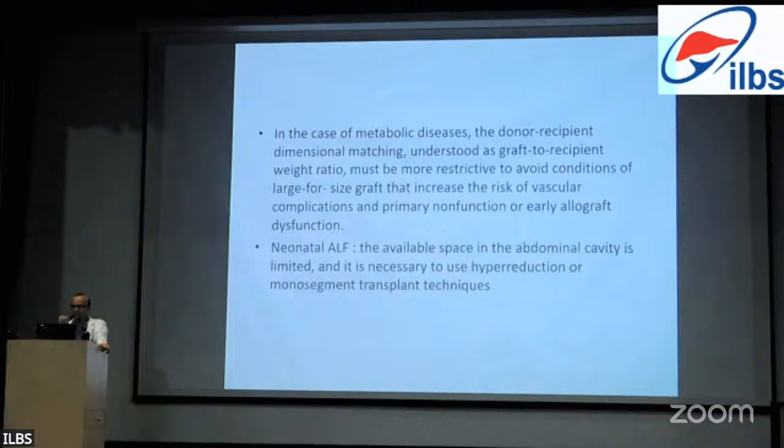Then in metabolic diseases, donor-recipient dimensional matching is more important because these are small children, they don't have portal hypertension, and there is no hepatomegaly. So we have to look not just at the graft to recipient weight ratio, but be more restrictive to avoid large-for-size syndrome, which increases vascular complications and primary non-function or early allograft dysfunction. Neonatal LT is another challenge. The available space is really low, and reduction or hyperreduction techniques or monosegment transplant techniques are to be followed.